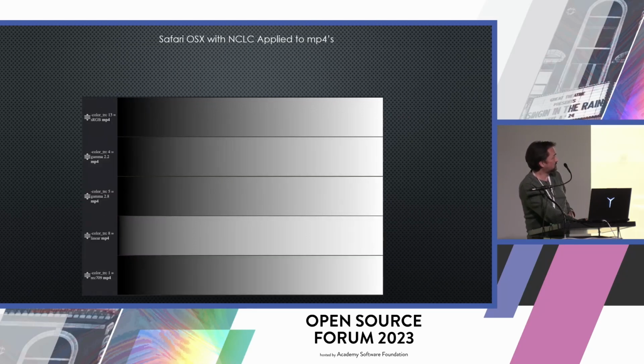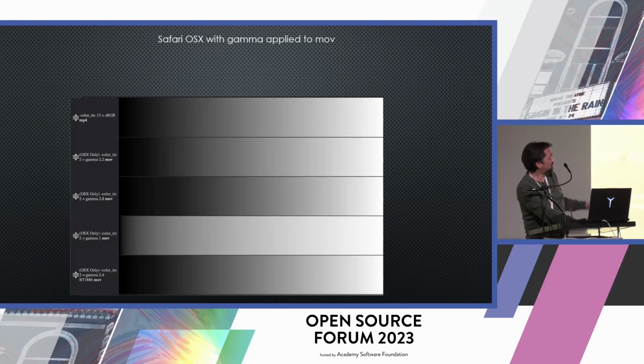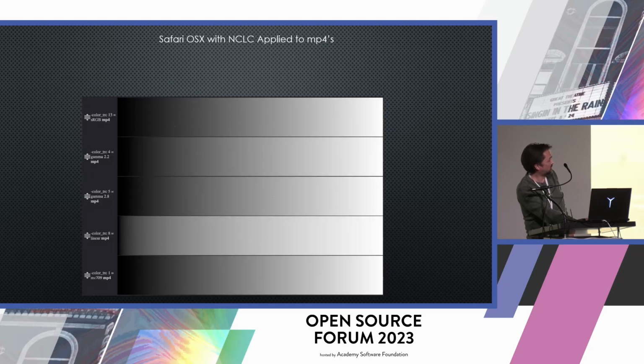Safari on OS X is actually the same because it's using the same underlying libraries for MP4s. There are some nice workarounds that you can do only on Safari and only on OS X. If you use a QuickTime file rather than MP4, you can actually tell it to explicitly use a gamma. So this is just explicitly putting in the gamma that I'm expecting. That sort of shows how far off OS X is in trying to interpret that.